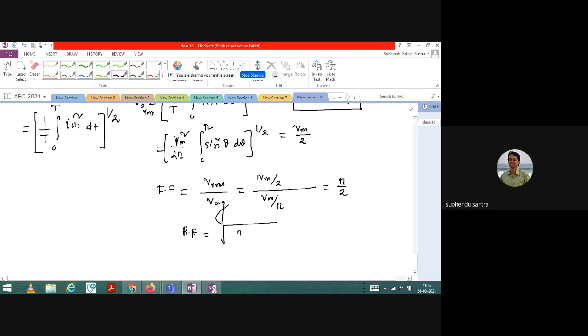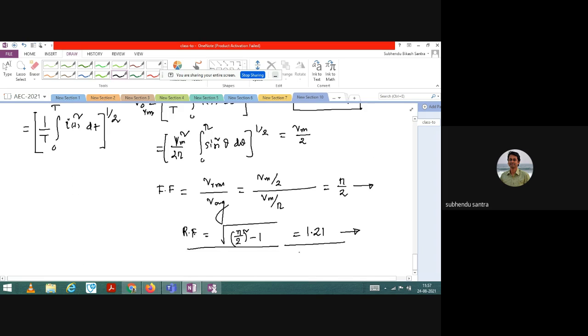So what is the ripple factor? Equal to the square root of (pi by 2) square minus 1. Can anyone tell me what is the value? 1.21? Very good. So ripple factor, always remember, this is very important. For the half wave rectifier, the ripple factor you are getting is 1.21, and the form factor you are getting is pi by 2. Okay, this is important.